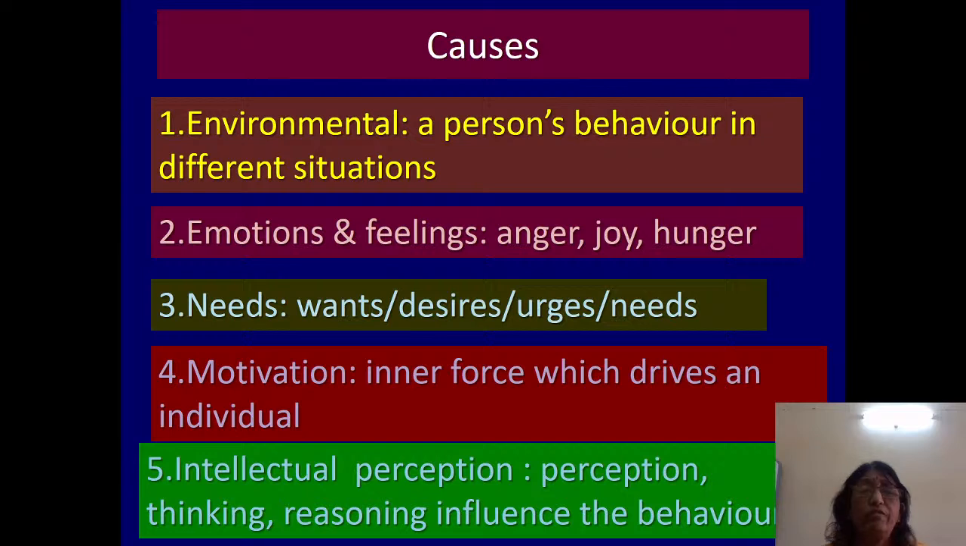Then the motivation. Motivation is an inner force which drives an individual. Like it motivates you all to get good marks. You all want to pass anatomy, physiology and biochemistry in the first attempt, and you want to get first class. So you are motivated. The inner force in you drives you to get through the exam immediately. And the intellectual factor is perception, thinking and reasoning, which influence the behavior.